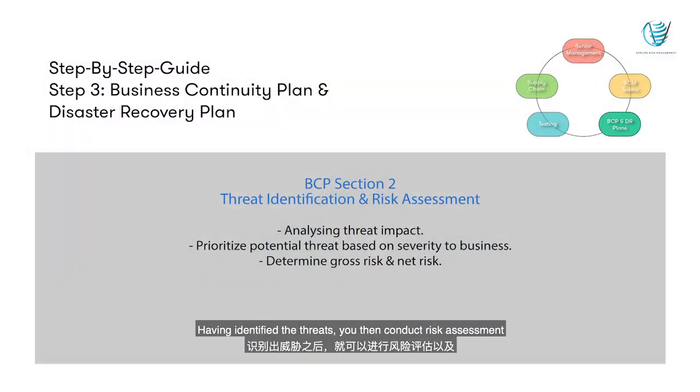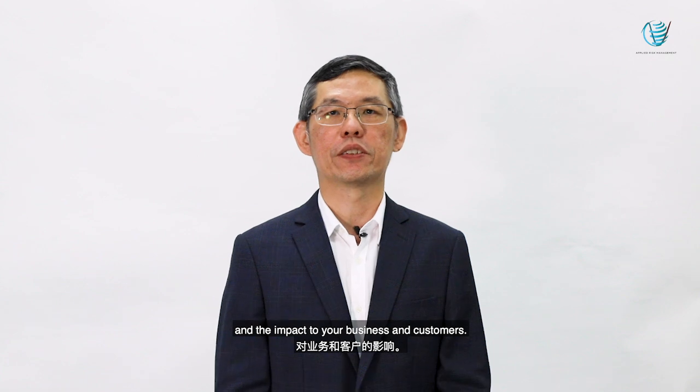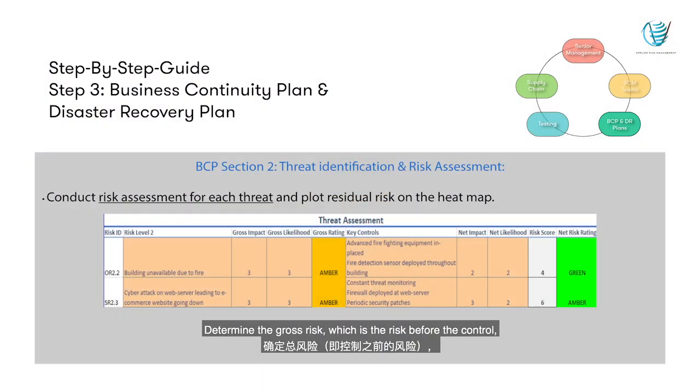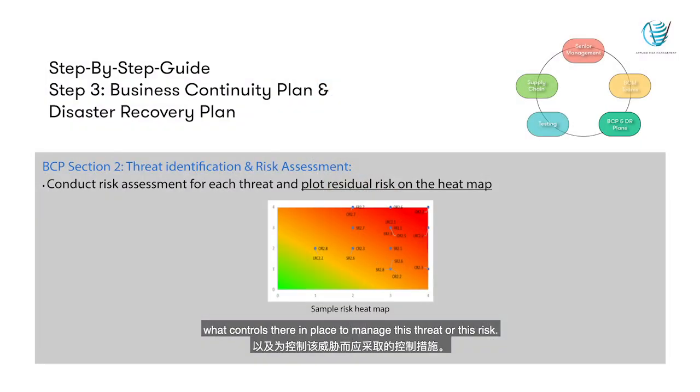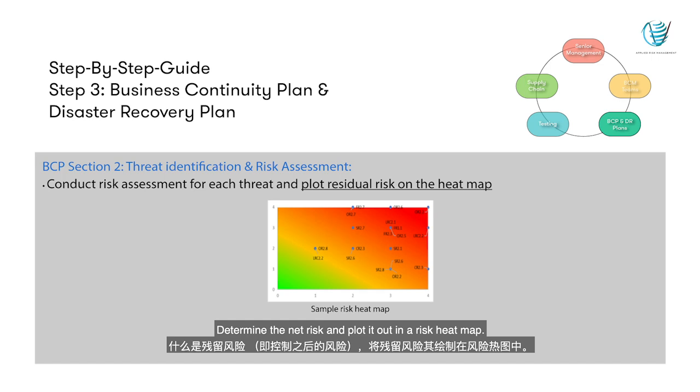Having identified the threats, you conduct your risk assessment and the impact your business and customers will have. Determine the gross risk. What is the risk before the controls? What controls you have in place to manage this threat or this risk? What is the net risk? And you plot it out in a risk heat map.